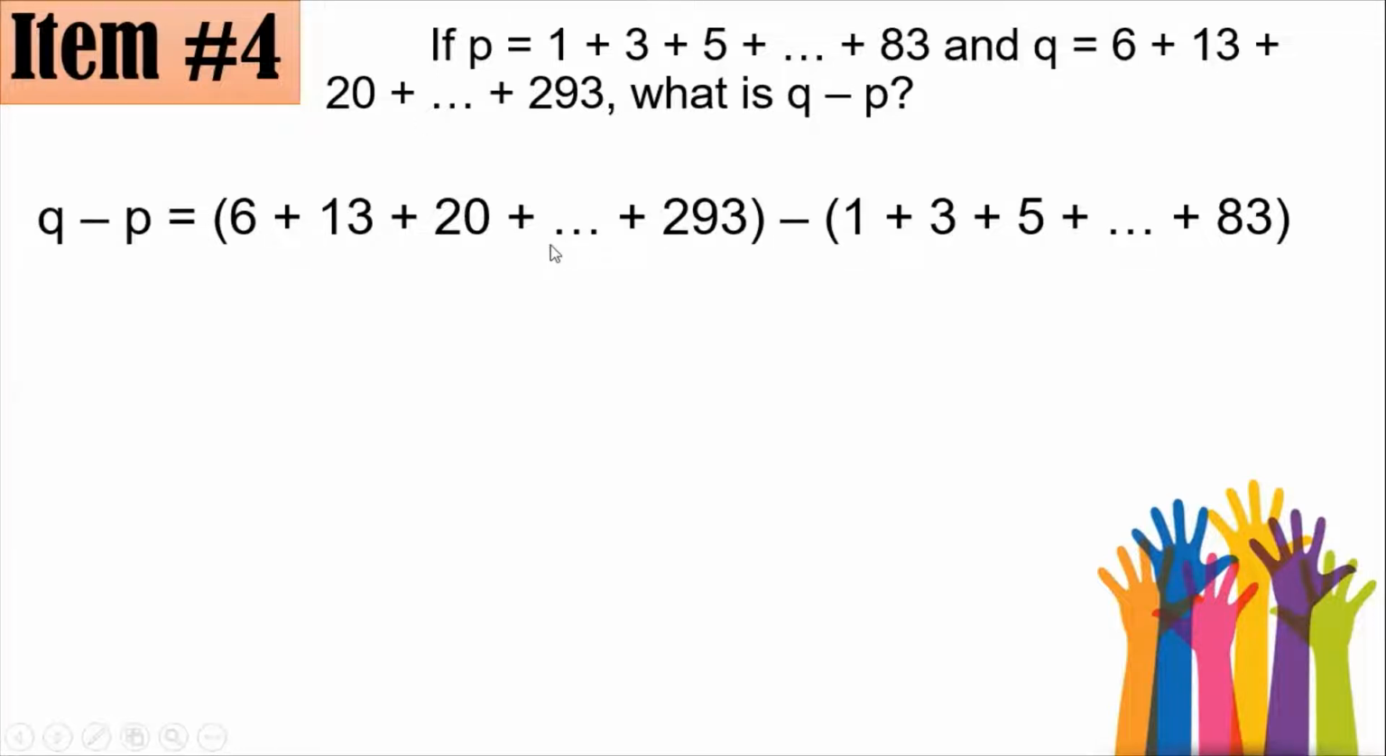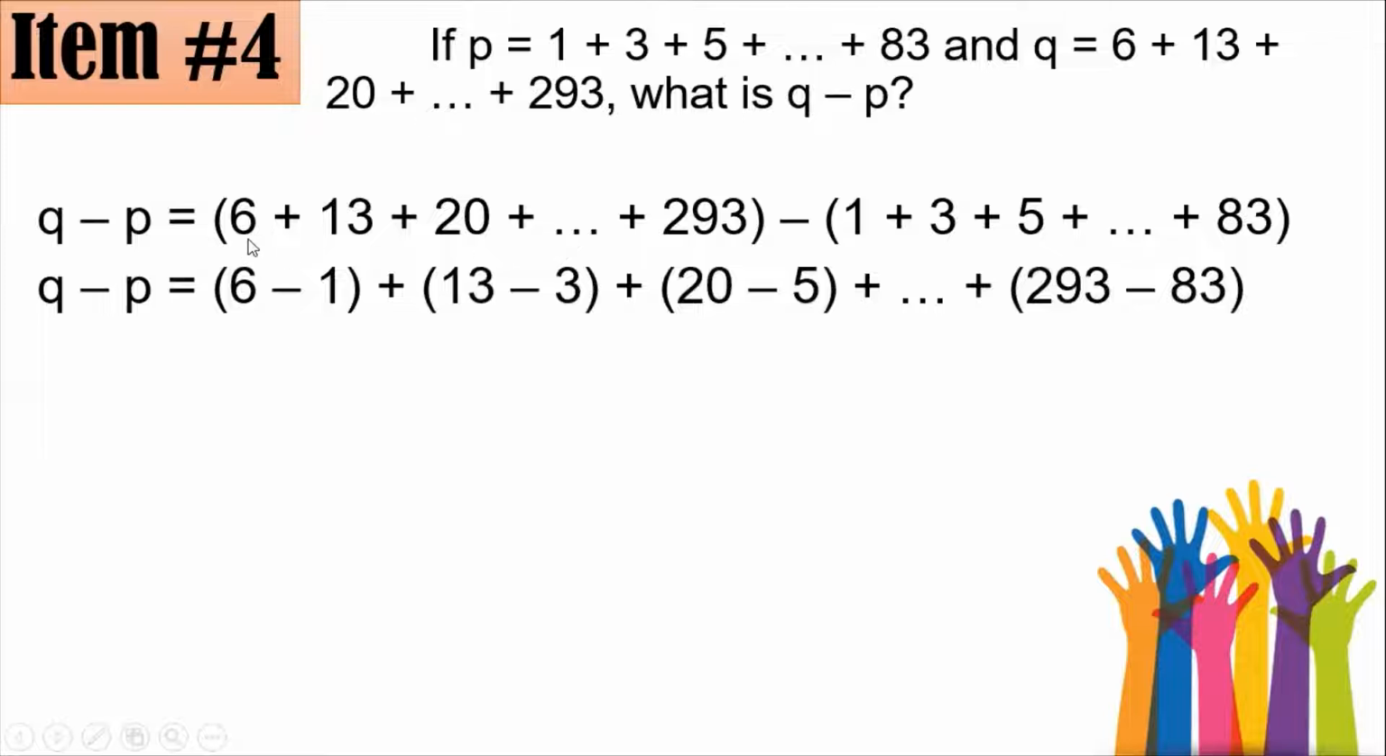groups. So for example, I have here 6 minus 1, I pair them, and I let this be a group. So we have here 6 minus 1. The second one is 13 minus 3. Next one is 20 minus 5, and so on until 293 minus 83.